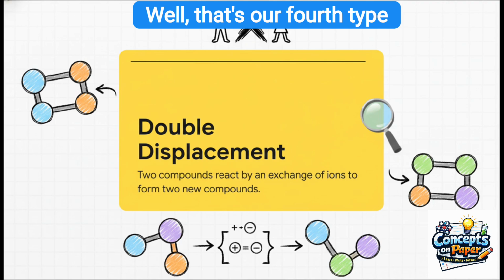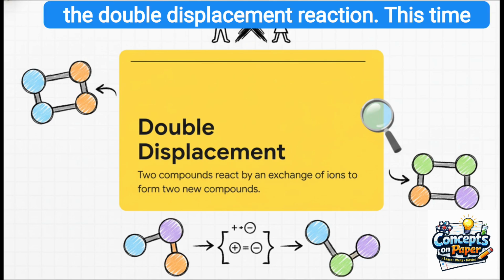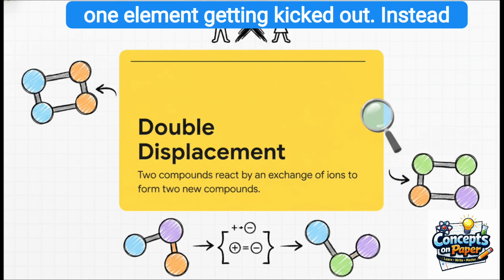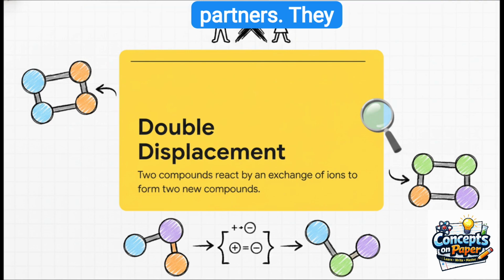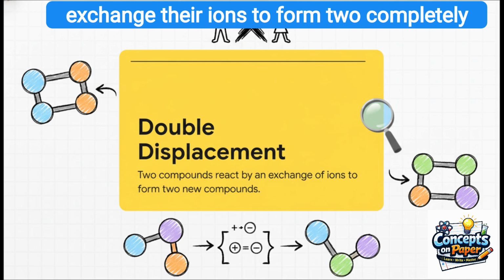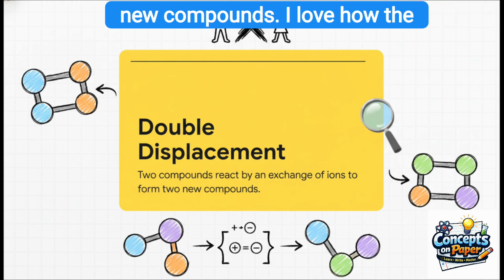So what happens if you have two compounds? Well, that's our fourth type, the double displacement reaction. This time, it's not just one element getting kicked out. Instead, the two compounds basically just swap partners. They exchange their ions to form two completely new compounds.